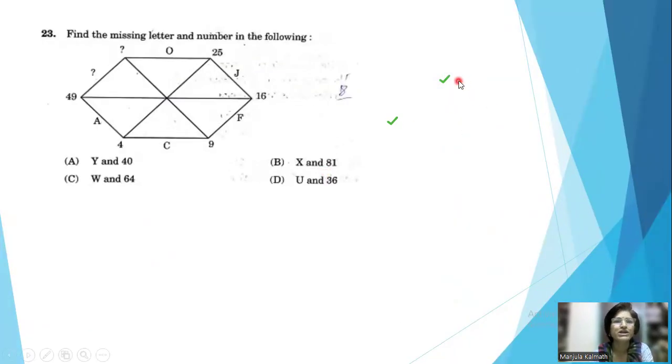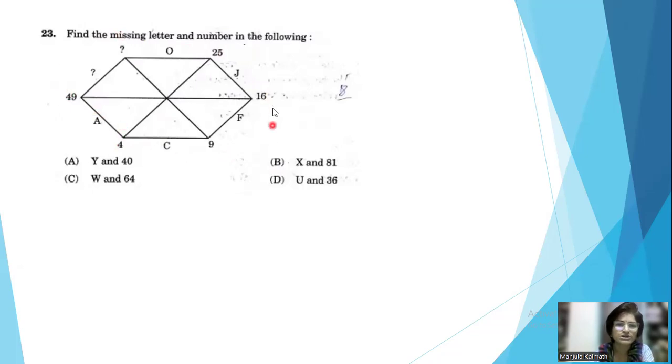Okay. Find the missing letter and number in the following. It is a very interesting question and it is easy also. A little bit of mathematical concept you have to follow. So just observe. First, you have to find out the relation between these numbers. Okay, 4 is there, 9 is there, 16 is there, 25, and then 49.